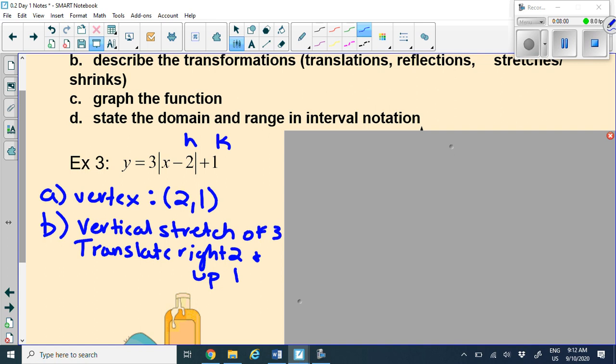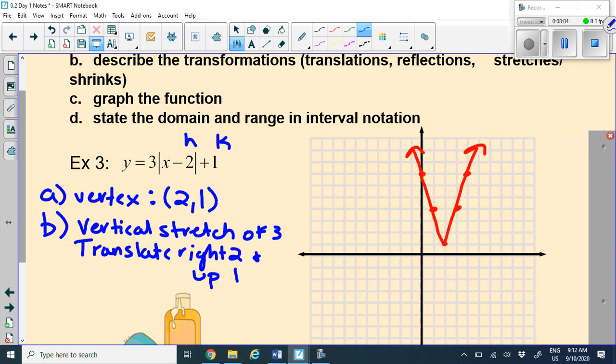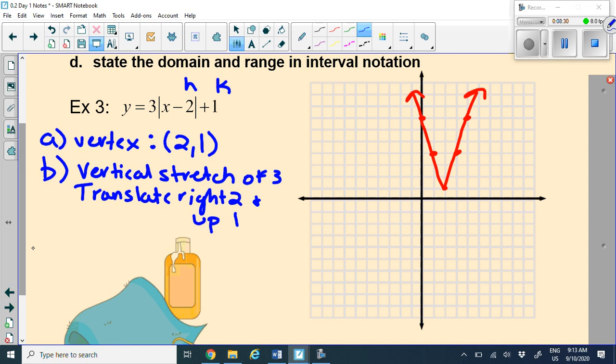Okay, now part C is to graph. So this is what I got for my graph here. So I graphed my vertex of 2, 1. And then I noticed that my slope was 3. So I went up 1, 2, 3, and I went to the left 1. 1, 2, 3, went to the left 1. I did the same thing, 1, 2, 3, but also went to the right. Okay, notice it made a V shape, so we're all good to go there. And notice that it should be facing up because our A value is positive. Okay, our last thing is to be the domain and range.